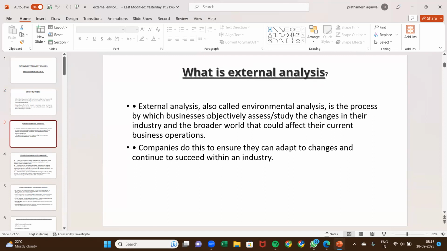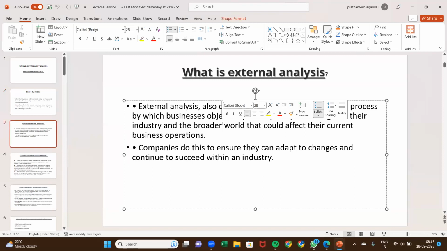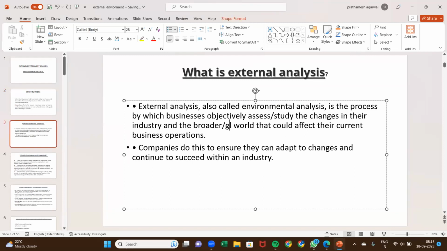It is the process by which businesses objectively assess, or in other words study, the changes in their industry and the broader world. Broader world, you can say the global world also, or you can say globally, that would affect the current business operations. Companies do this to ensure that they can adapt to changes and continue to succeed within an industry.